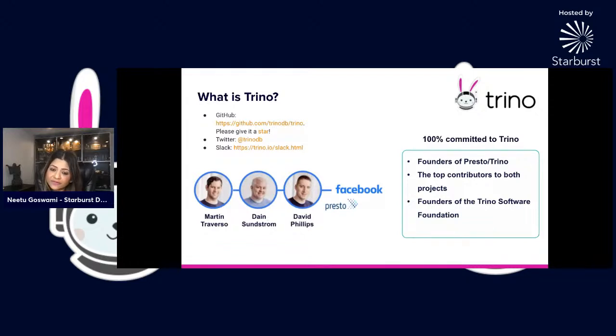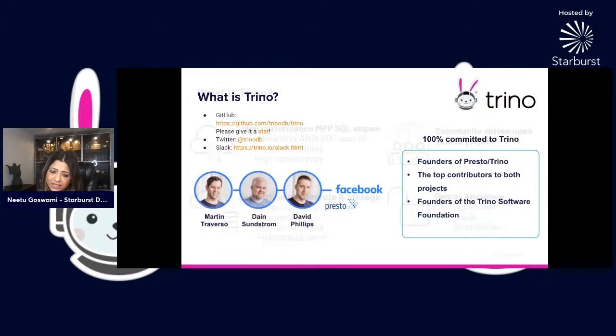In 2012, Dain, David, and Martin joined the Facebook data infrastructure team. Together with Eric Huang, they created Presto to address the problems of low latency interactive analytics over Facebook's massive Hadoop data warehouse. With the army of data scientists and data engineers that they had, they could not scale their queries. And hence, that's the reason why it was actually created at Facebook. We're 100% committed to Trino even today. So the founders are actually part of the Starburst executive team.